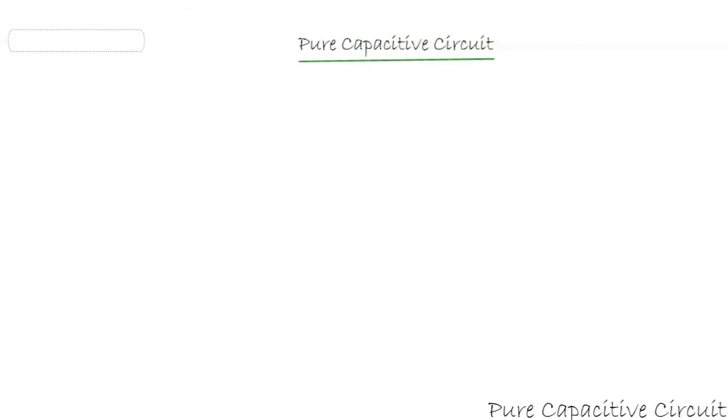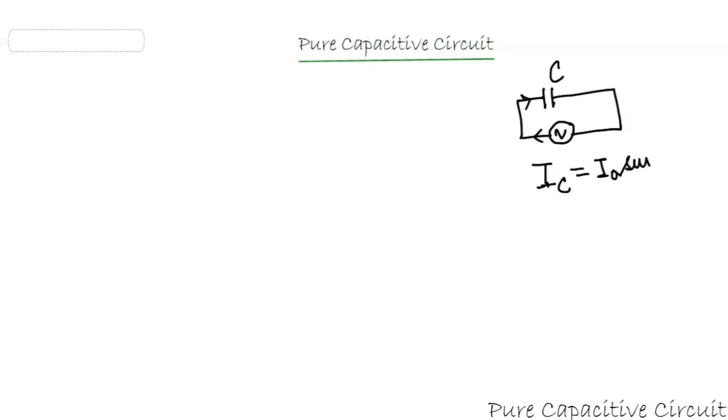So now we are going to learn pure capacitive circuits. Similarly, in a pure capacitive circuit, there will be only capacitance in the circuit. So let's draw a pure capacitive circuit. This is the capacitor, and an AC source is connected with the capacitor, having capacitance C, and current is flowing. Current is given as I_C = I_0 sin(ωt).